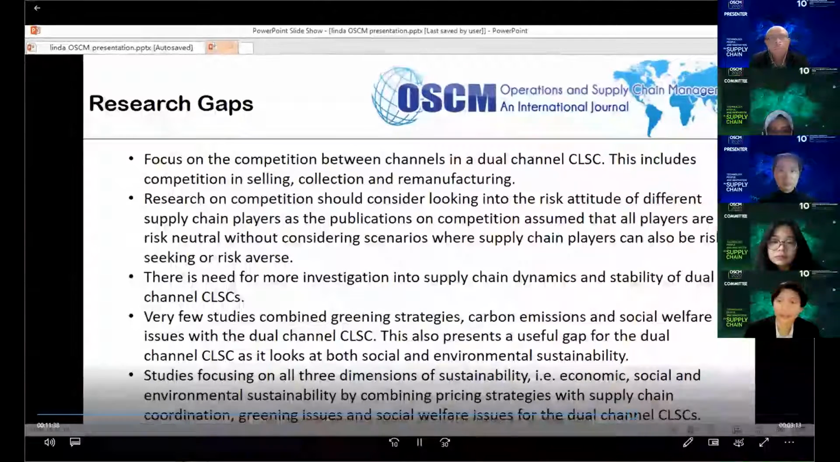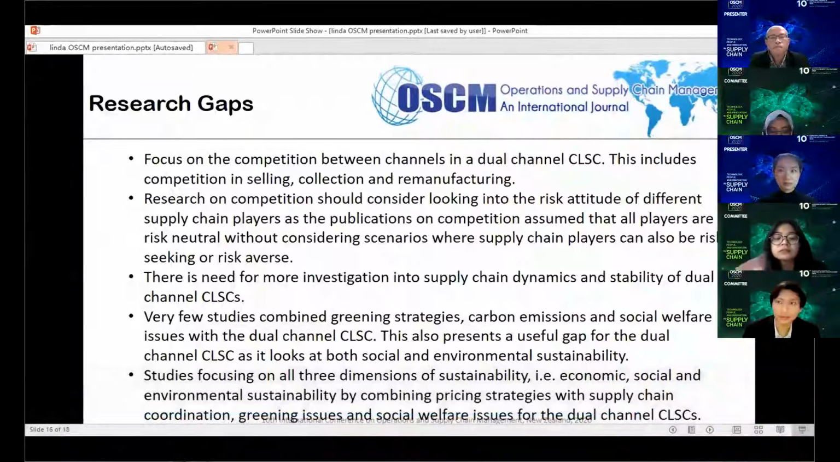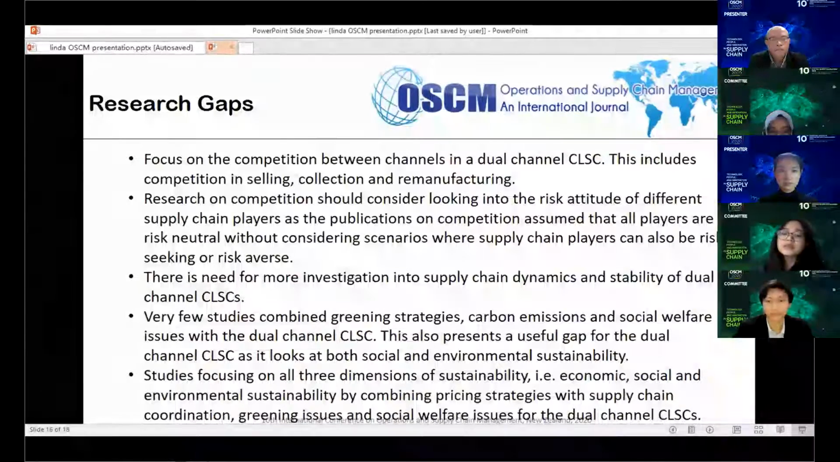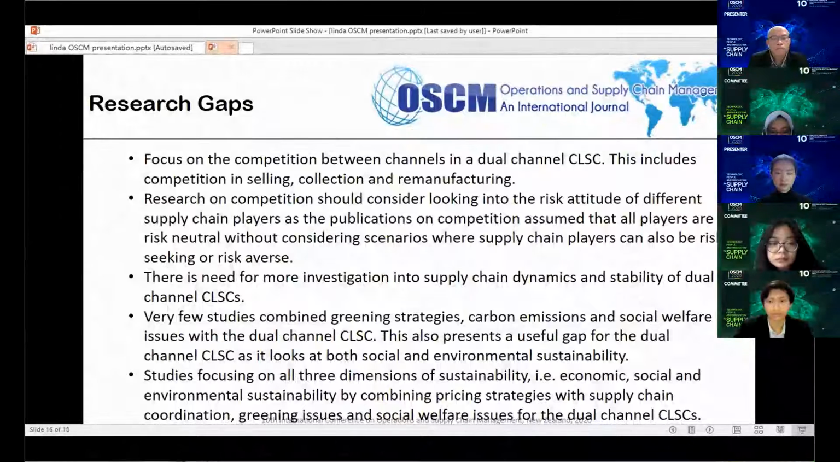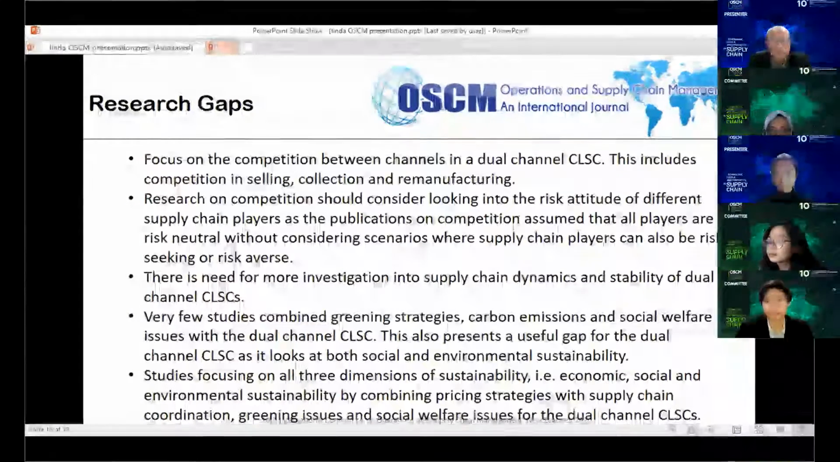Research that focused on competition did not consider looking into the risk attitude of different supply chain players. Most of the publications assumed that all players are risk neutral without considering scenarios where there are supply chain players that can be risk seeking or risk averse. Also, there is need for more investigation into supply chain dynamics and stability of dual channel closed loop supply chains. There was one publication that focused on measuring the bullwhip effect in dual channel closed loop supply chains, which showed that it can be done, and it is a gap that needs to be explored further.